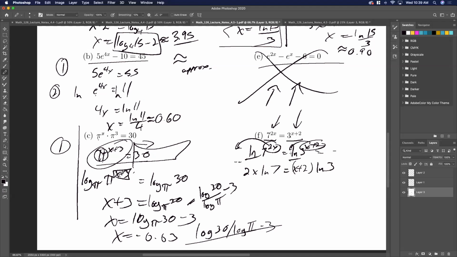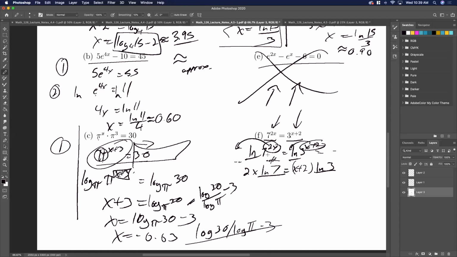Then, after doing that, I can use the log rules to pull my exponent where my variable's at out front. ln of 7 is what? It's just some number, right? Do I know what that number is? No, but I don't have to care about it right now. So I have 2x times some number plus x plus 2 times some number. So let's just crunch through that a little bit and simplify it.